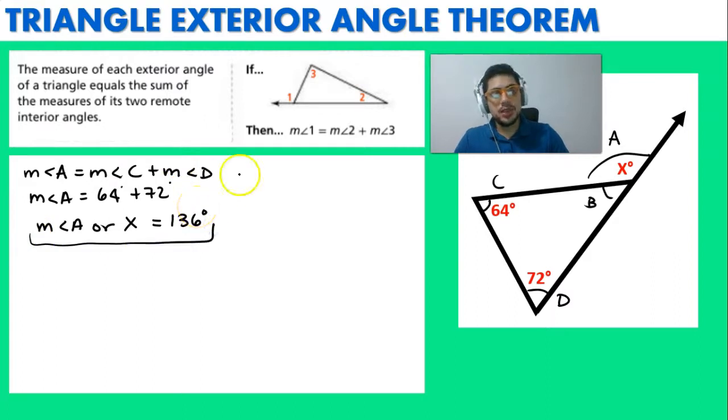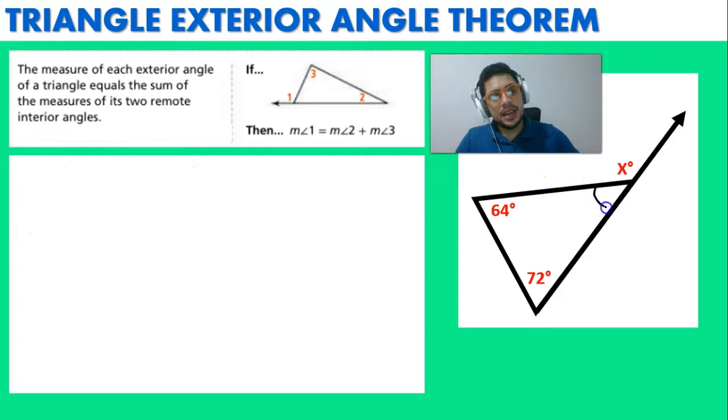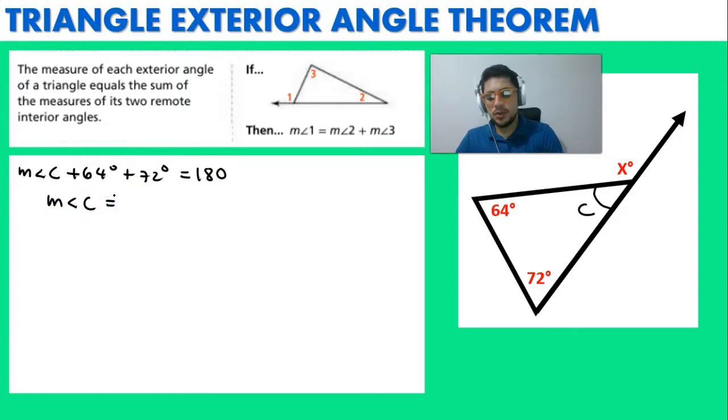The other way in which we can do it, which is sometimes the most common way, but that doesn't mean it's the most efficient way, is that we can actually find the angle here, right? Because we know the triangle angle sum theorem, we know that that angle there, which let's call C, the measurement of angle C plus 64 plus 72 is going to be equal to 180, right? So the measurement of angle C is going to be equal to 180 minus 72 minus 64. So the measurement of angle C is going to be equal to 44 degrees.